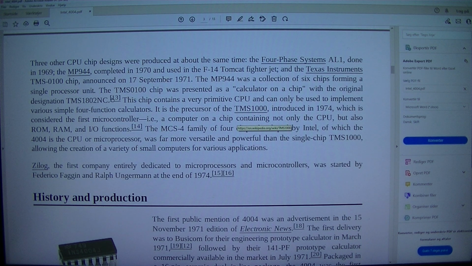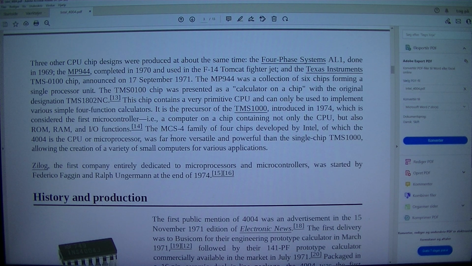The TMS-0100 chip was presented as a calculator on a chip with the original designation TMS-1802NC. This chip contains a very primitive CPU and can only be used to implement various simple 4-function calculators. It is the precursor of the TMS-1000, introduced in 1974, which is considered the first microcontroller, i.e., a computer on a chip containing not only the CPU, but also ROM, RAM, and I/O functions.